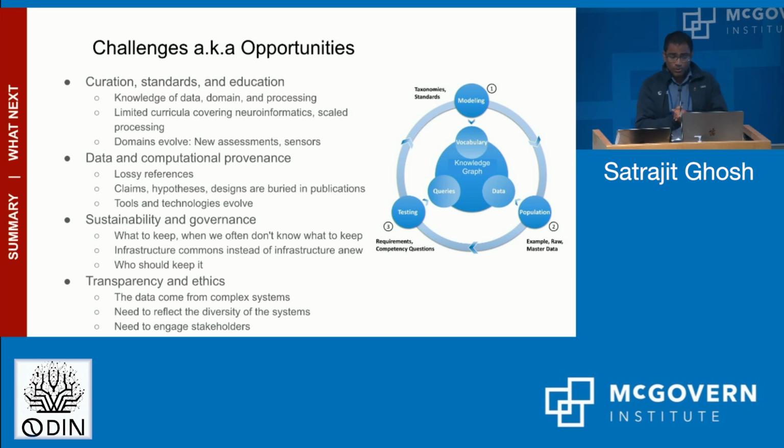Data and computational provenance. Right now there are a lot of lossy references. And for those of you who know Archie and Gopher, you probably also interacted with C as a programming language, where memory pointers would disappear in various places in various ways. Right now, our world is something like that.